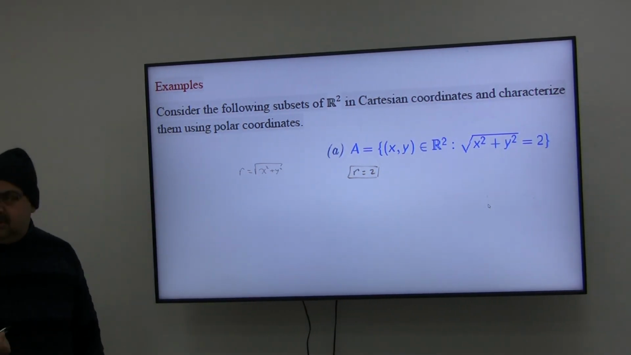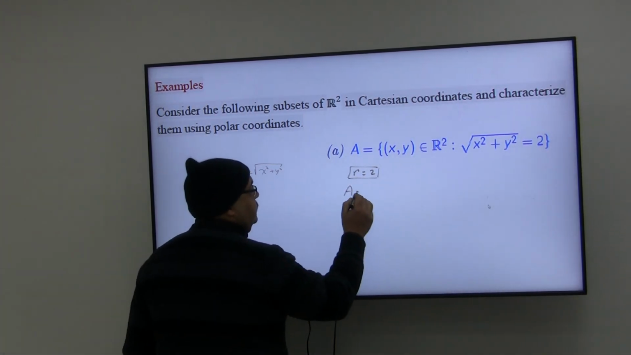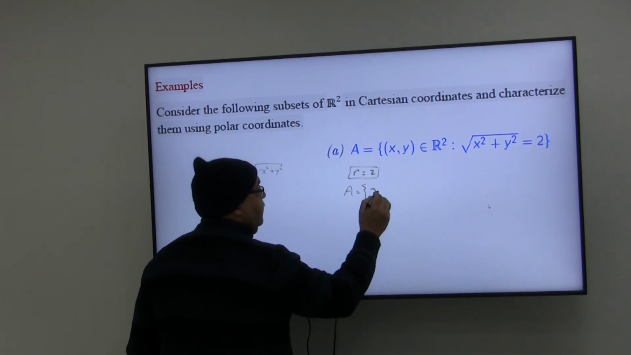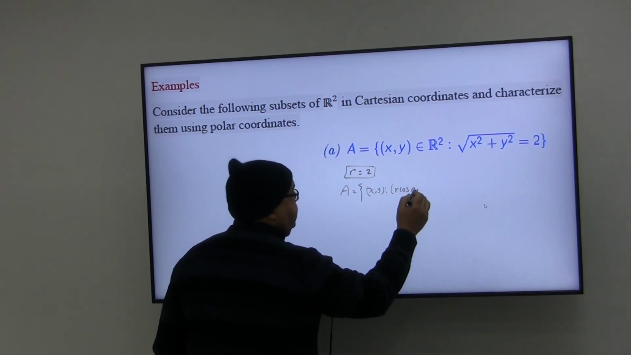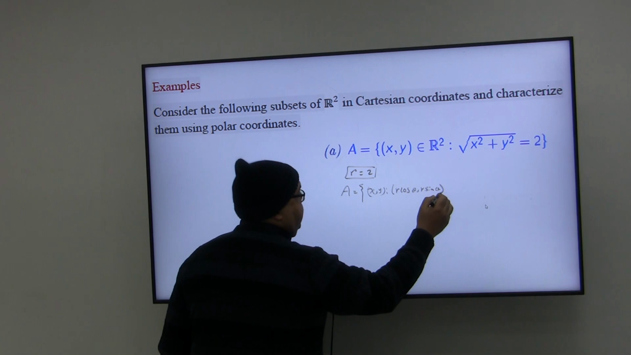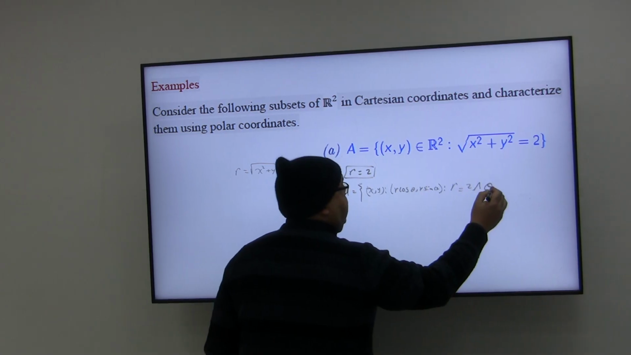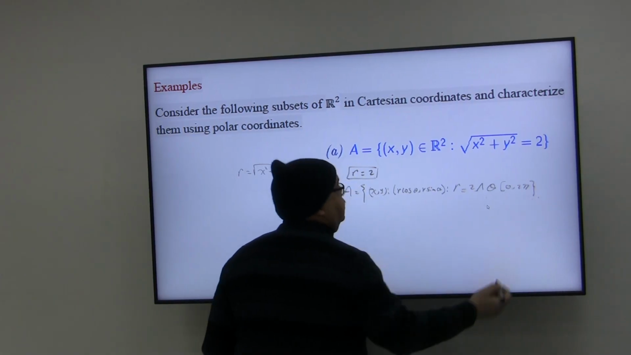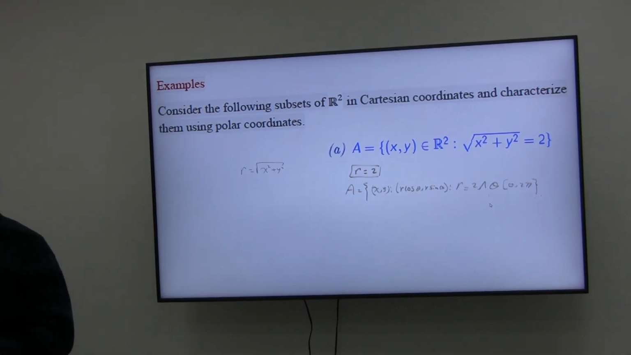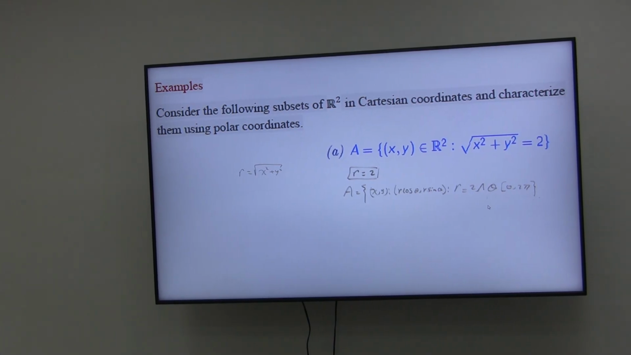So I can write it like this. I can write that A is the set of x and y such that x, y equals r cosine theta, r sine theta, and such that r is equal to 2 and theta is running from 0 up to 2 pi. So now I've explained that's a circle with radius 2, and there is no restriction on theta because it will cover the whole circle.